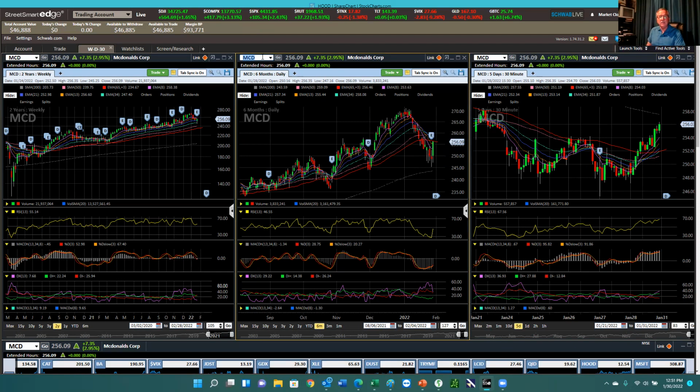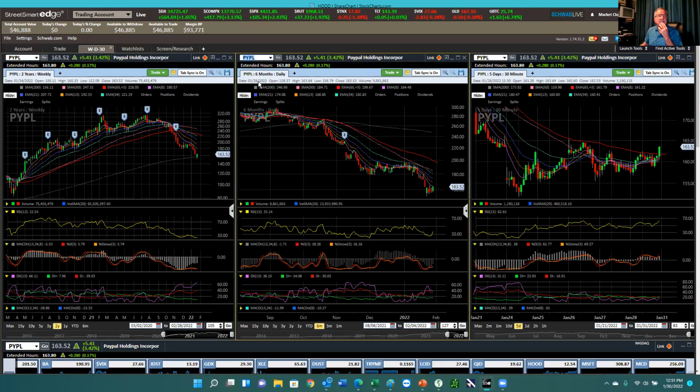I think you had one also, PayPal. Yeah, PayPal. Here's PayPal. It doesn't look great. Now it's hitting its 200-day moving average down here, so that's the point where it should bounce. All of the indicators are starting to turn up, and the 30-minute looks okay. I'd like to get it above 165. There's some resistance right there. So again, I'm not convinced on PayPal. I think it might be a short-term trade. But if the market starts going down again, I think it might also go down.